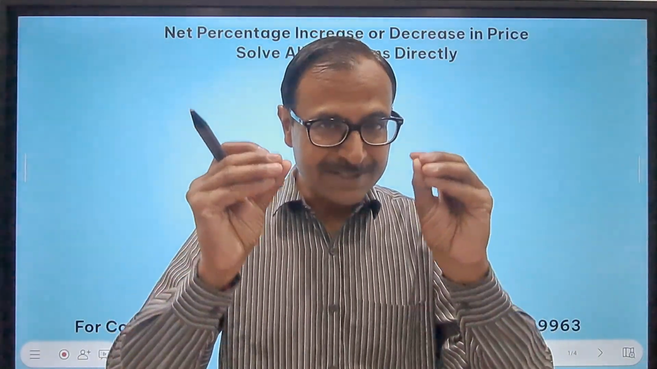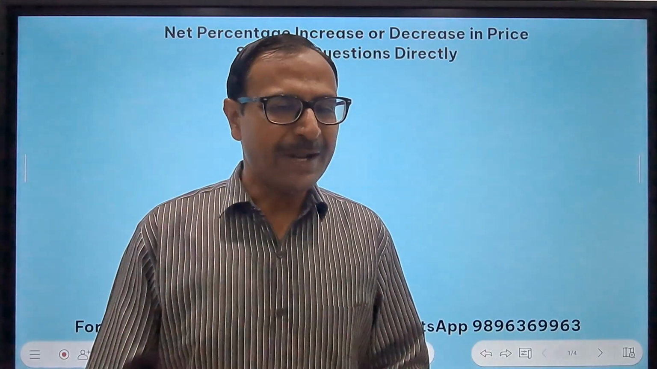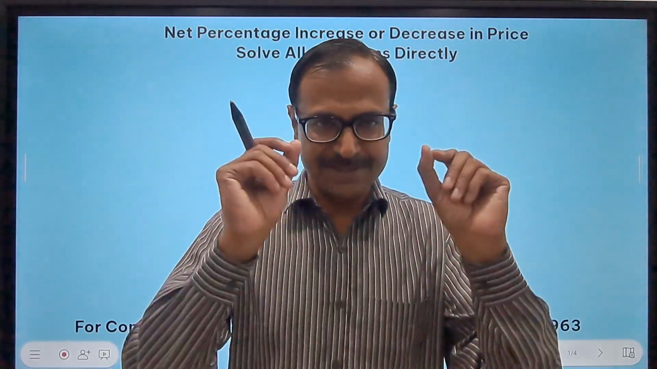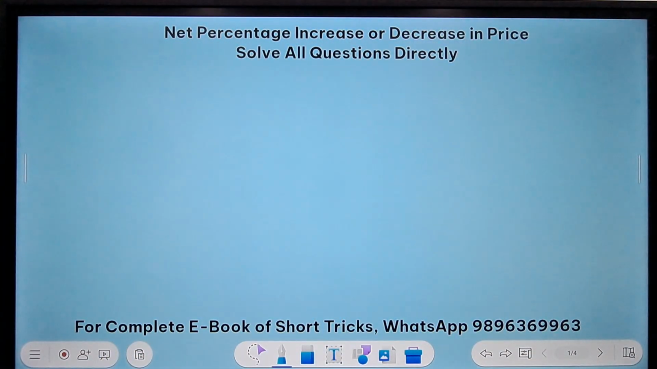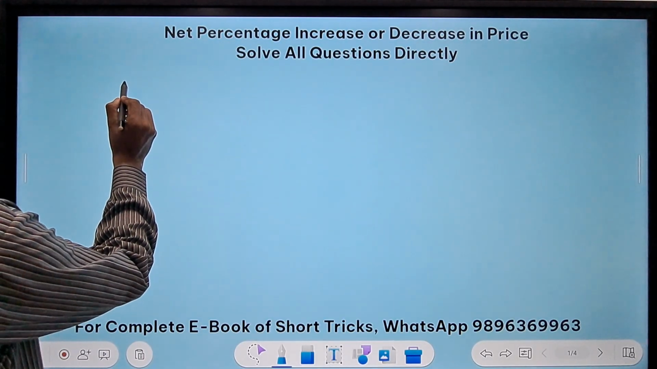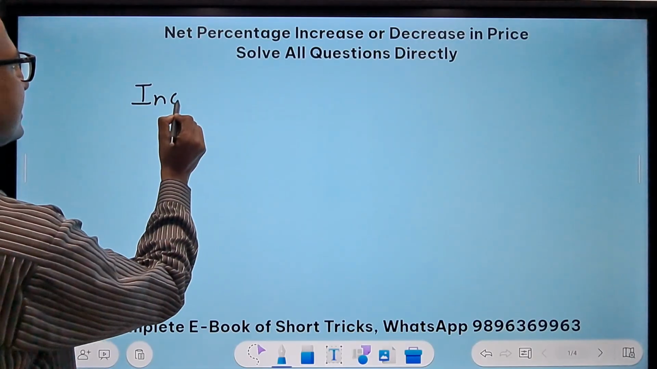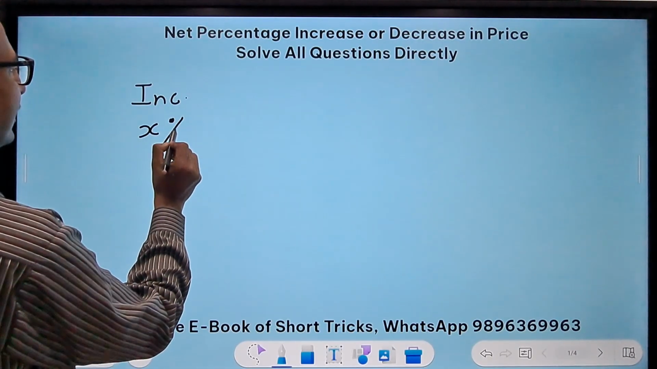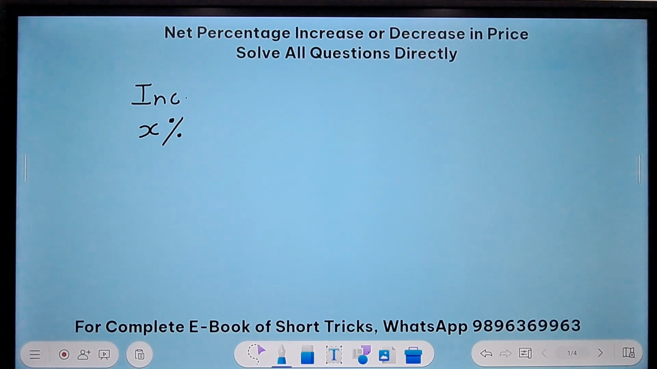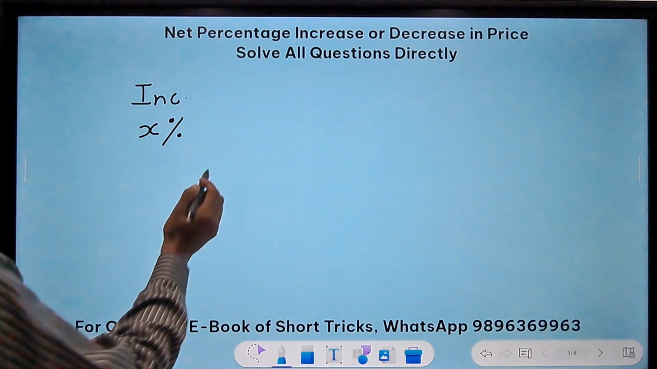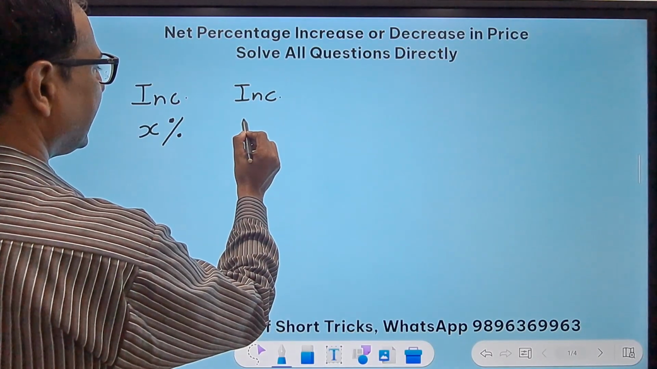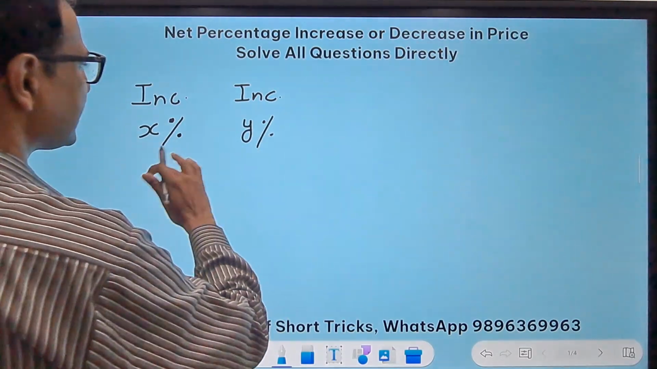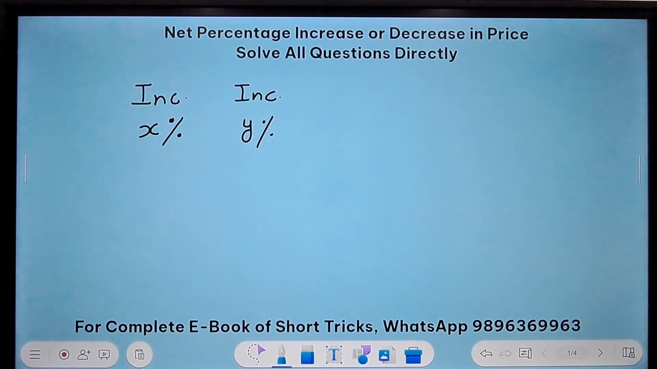Okay, now let's get going and have the first case. The first case which I am going to take up is a case where there is a particular change, like say first we have an increase of X percent in the value of a commodity, and then the second time the same commodity increases yet another time by say Y%. So there are two successive increases in the value of the commodity.